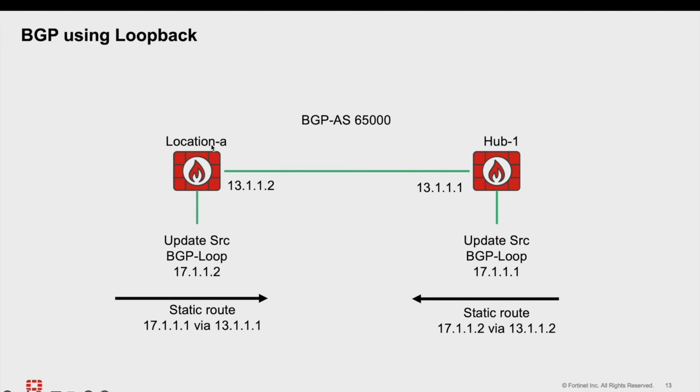So what we've got here, I've got location A, so while I've been talking, hopefully you've been looking at the diagram. So I've got two FortiGates, location A and hub 1. I've got a BGP AS of 6500. I've got a /30 on my WAN link between them, and then I've got my two BGP loopbacks set up on a /32, each one of them, and then I've got a static route so that each FortiGate knows how to get to the loopback of each other.